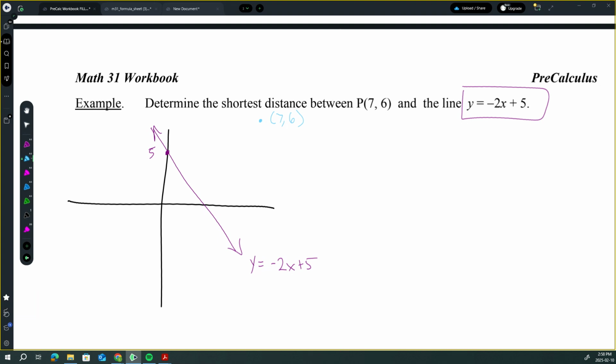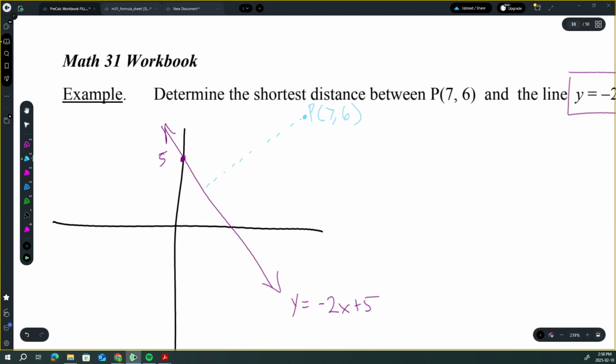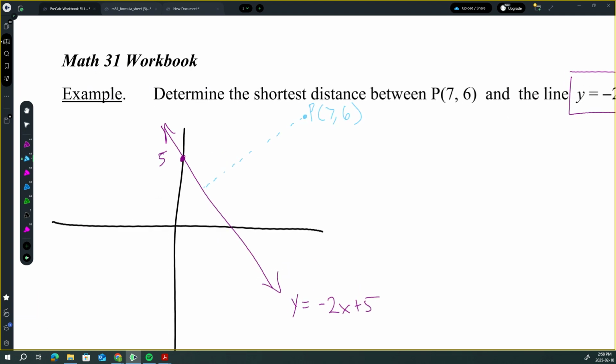So, at this point it doesn't seem like we've got enough information. However, if I draw a little line here, going straight between the point P, maybe I should label that as P, and our y is equal to negative 2x plus 5, notice that this forms a right angle here. Okay, so it's important to know that these are perpendicular.